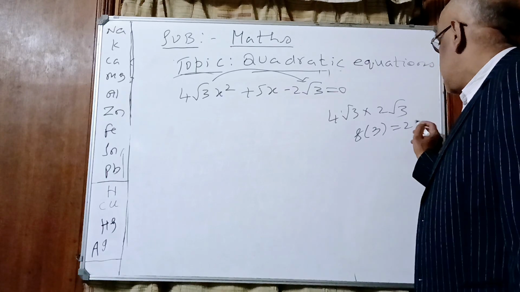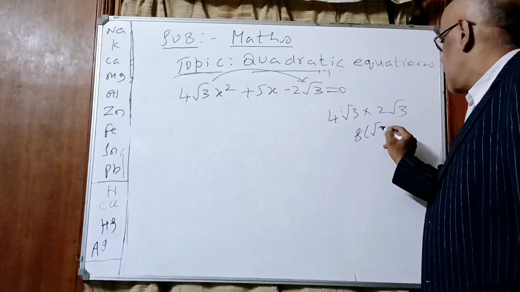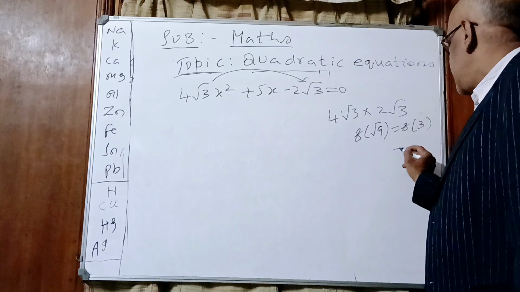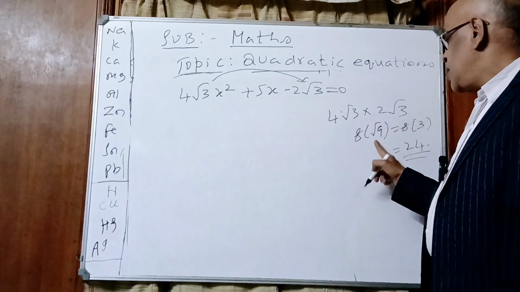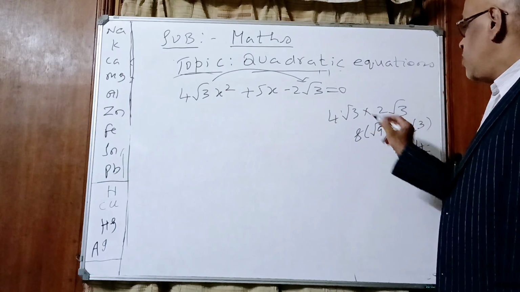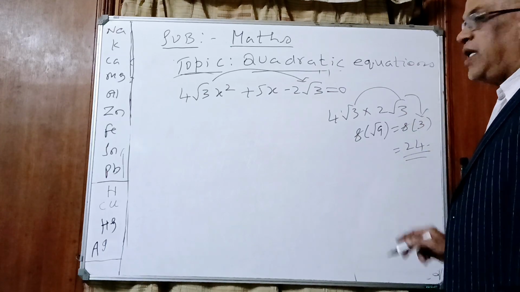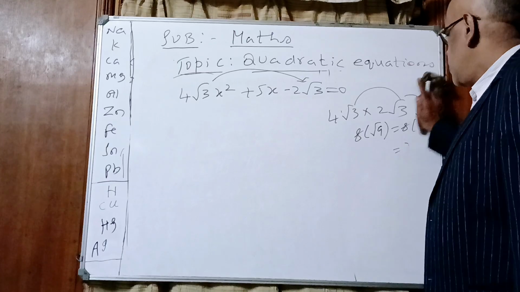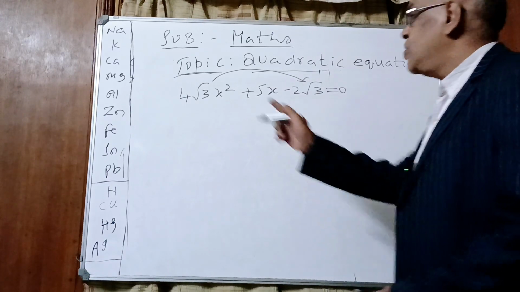8 3s are 24. What does it imply? Root 9, what is the square root of 9? 3. 8 3s are 24. Root 3 into root 3, root 9, the square root of 9 is 3. What do you mean by that, children? Root 3 into root 3, ultimately it gives us 3. Root 2 into root 2, root 4, which is 2. Root 5 into root 5, 25, 5. Root 3 into root 3, 3.